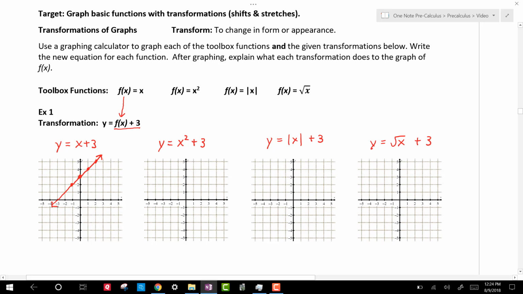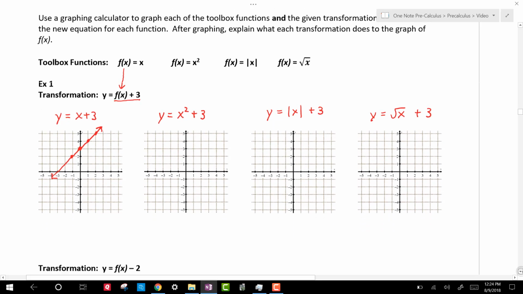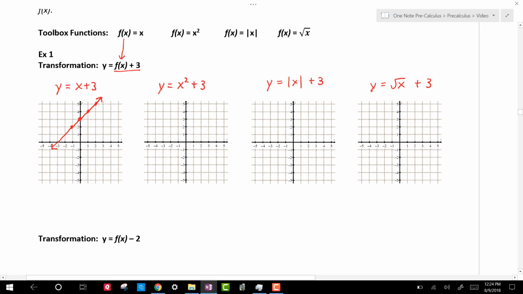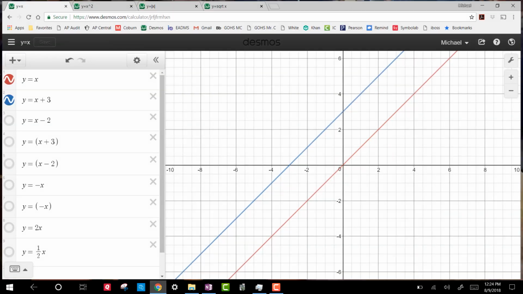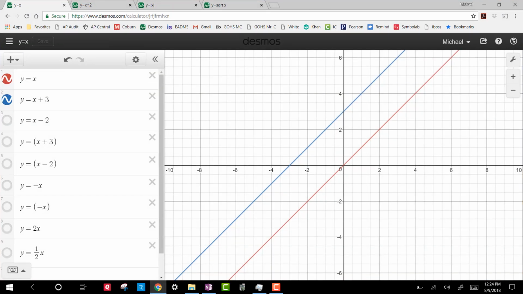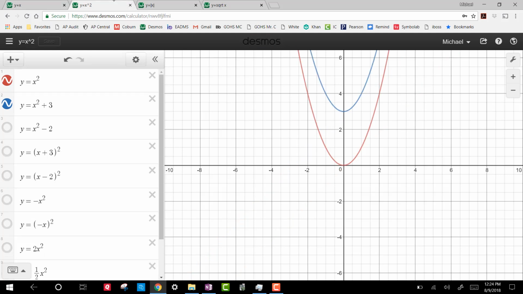Now, in order to do some of these others, you might need a little bit of help. Some of you might know what y equals x squared plus 3 looks like. So I'm going to open up my Desmos app here on the internet, and you can see I've got my two linear equations. The red one was y equals x, the blue one is y equals x plus 3. I'm going to do the same thing for x squared. Take a look at this. So the red one is y equals x squared. That's the one we graphed by hand on the front side.